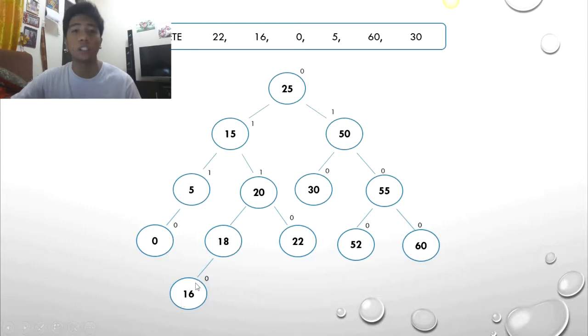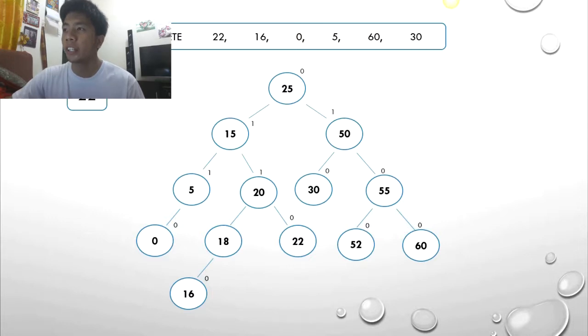So the balance factor of 18 is 1, so it is still balanced. Here 0 on the left and 0 on the right, so 0. It's the same for the other nodes; that's what you're going to do. You need to subtract the right child from the left child.